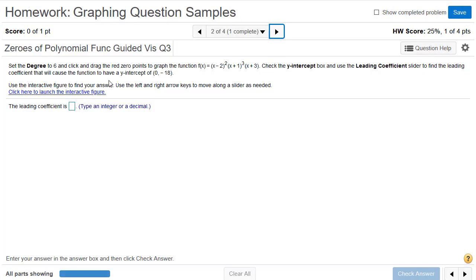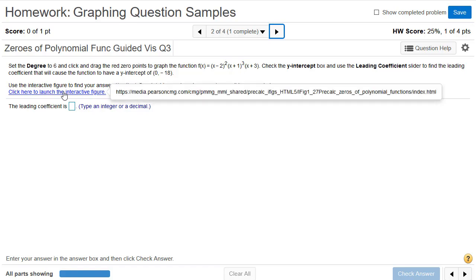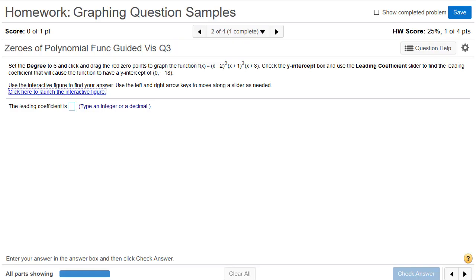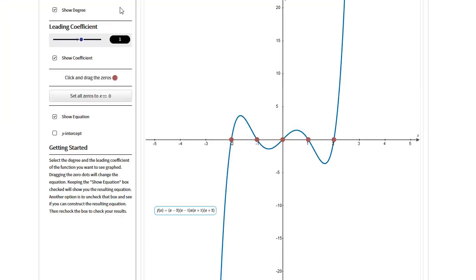MyLab also has many interactive figure questions. The question is presented, and then there's an interactive figure that the students will use to actually answer the question. This particular question asks students to set the degree to 6, and then click and drag the red zeros so that the 0 of 2 has a multiplicity of 2, -1 has a multiplicity of 3, and -3 has a multiplicity of 1. So let's take a look.